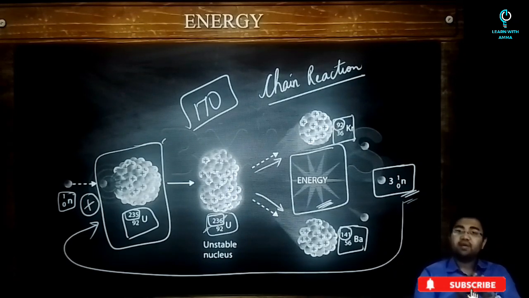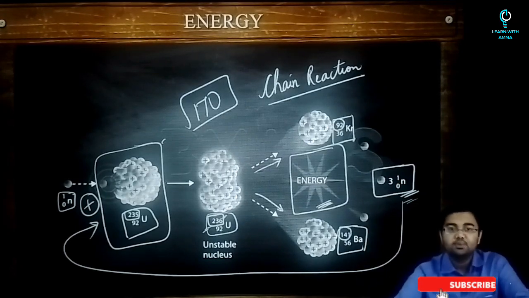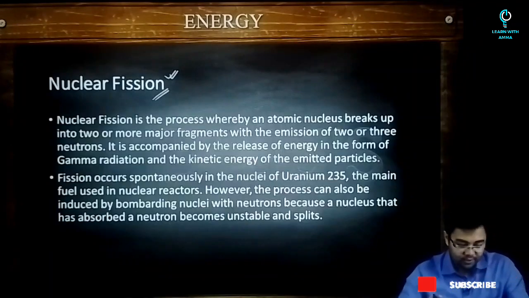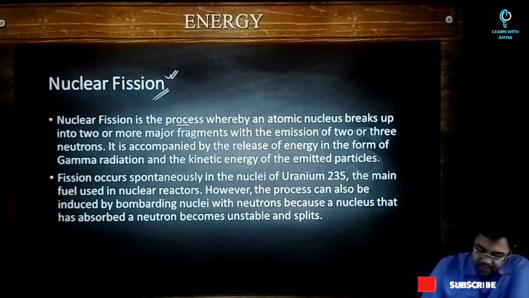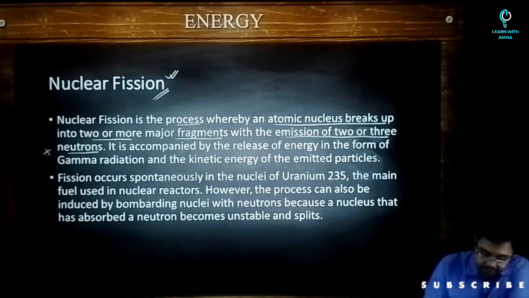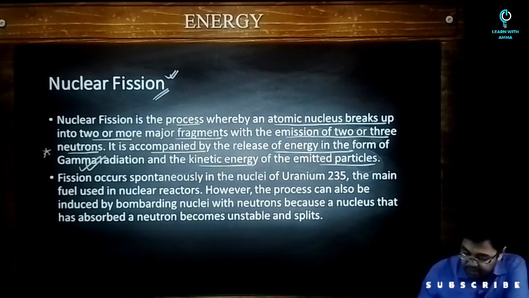So a nuclear reactor will have to take care of many things here. We'll discuss it once we come to the nuclear reactor part. But just understand what is nuclear fission. Nuclear fission is the process whereby an atomic nucleus breaks up into 2 or more major fragments with the emission of 2 or 3 neutrons. This is accompanied by the release of energy in the form of gamma radiation and kinetic energy of the emitted particles.